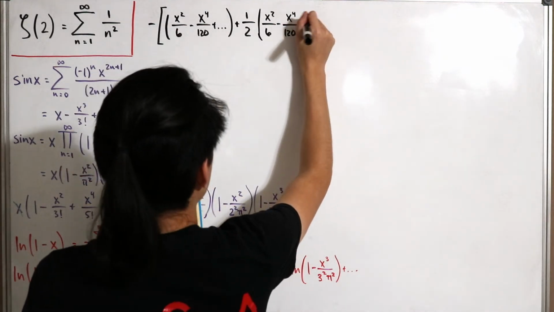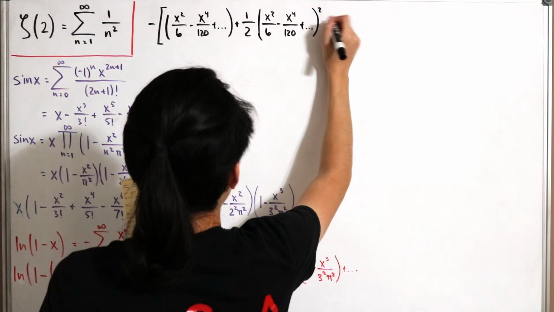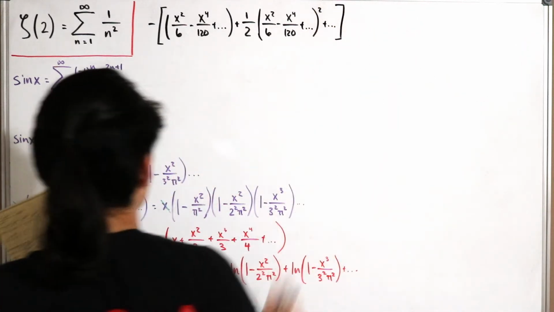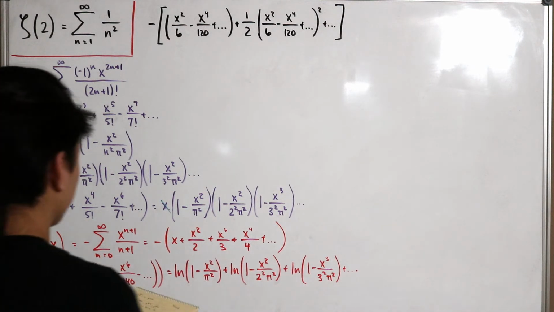Okay, then we add this again, then square. So that's all we can do for the left hand side. So keep going on with the expansion. We stop here. Now let's actually do the same thing for the right hand side of our expansion.